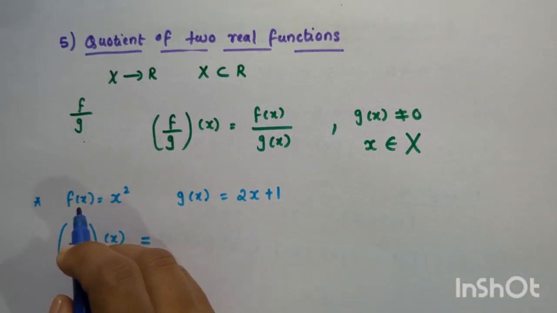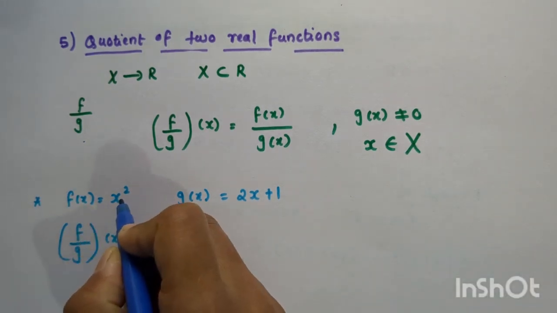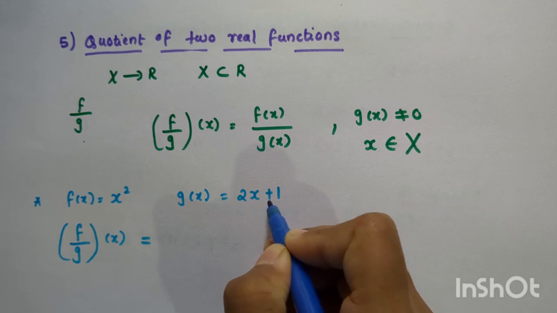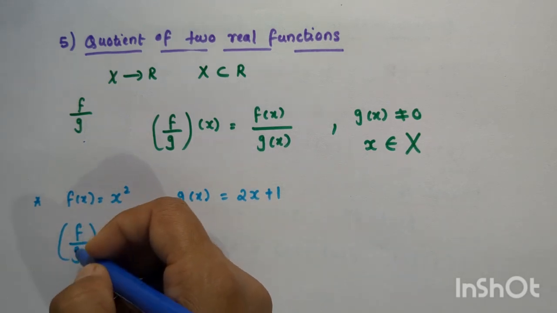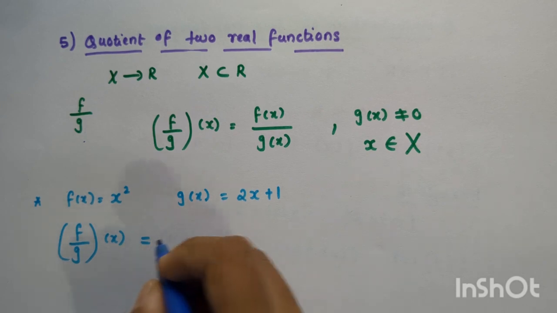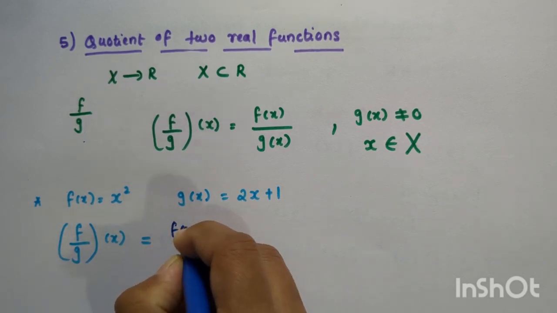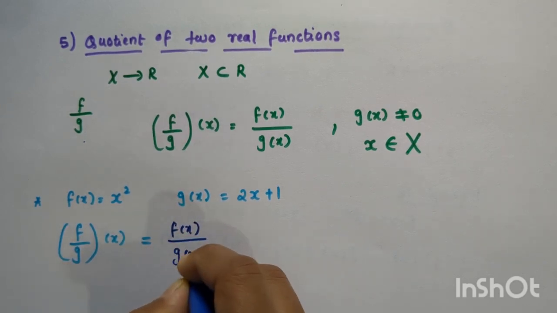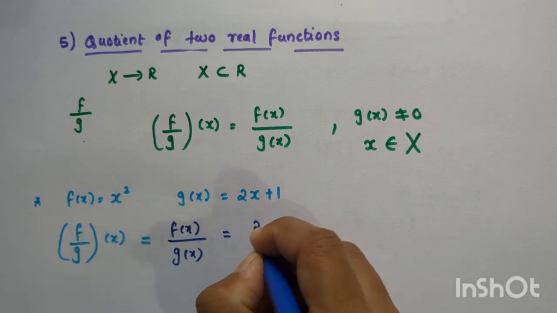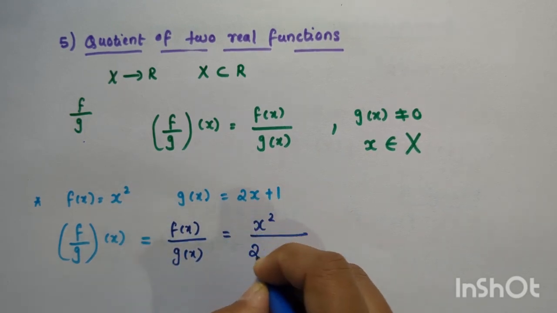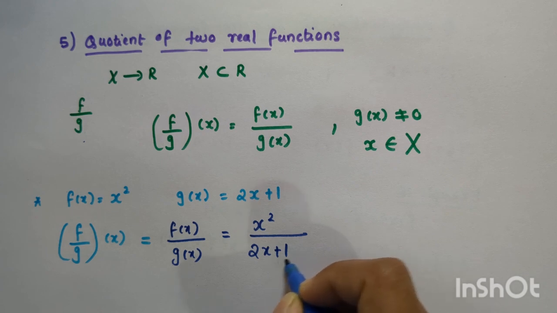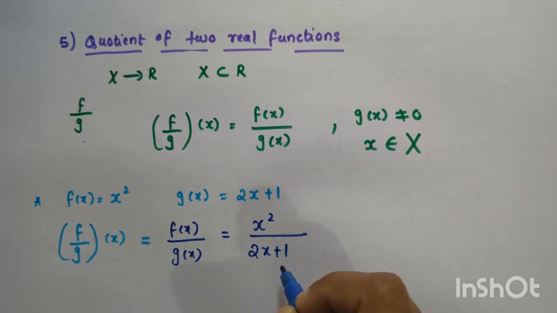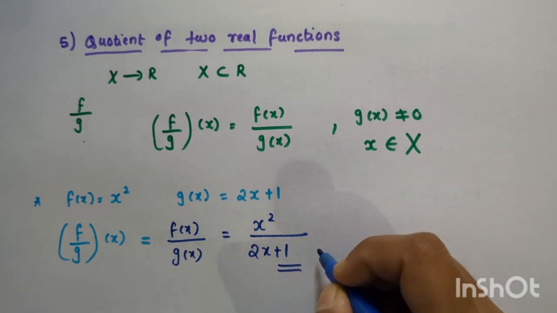For example, suppose you have f of x as x square and g of x is equal to 2x plus 1. Then what about the division of these two, the quotient of these two, f by g of x? As per the definition, this is actually f of x by g of x. What is f of x? x square divided by g of x, which is 2x plus 1. Here you see the denominator g of x is not equal to 0, no? Okay, so this is the answer.